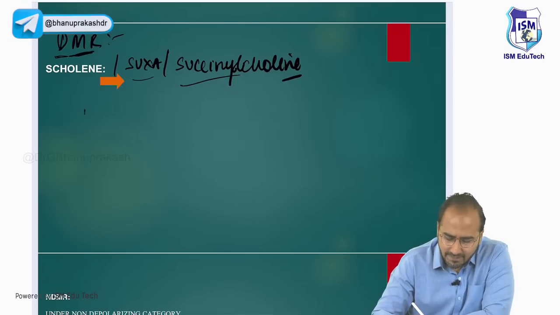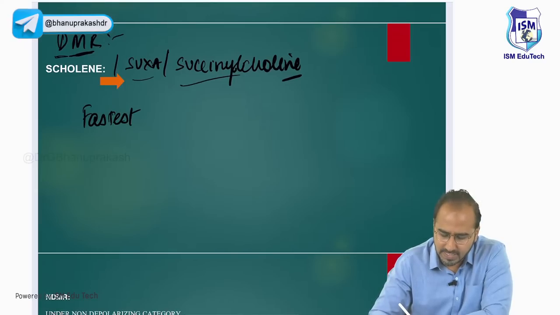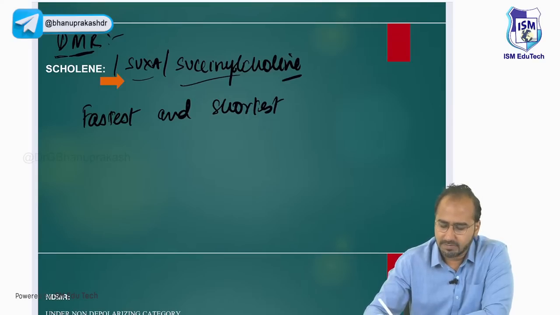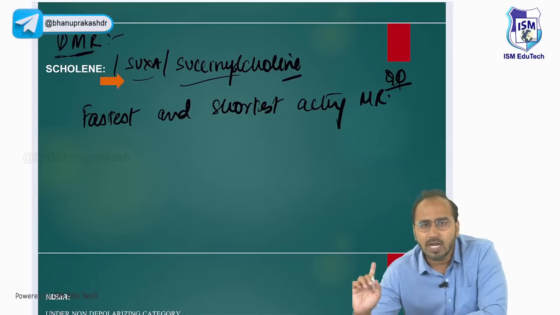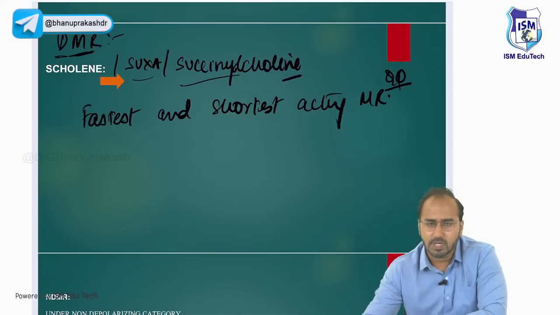Succinylcholine is regarded as the fastest as well as the shortest acting muscle relaxant. Very, very important.